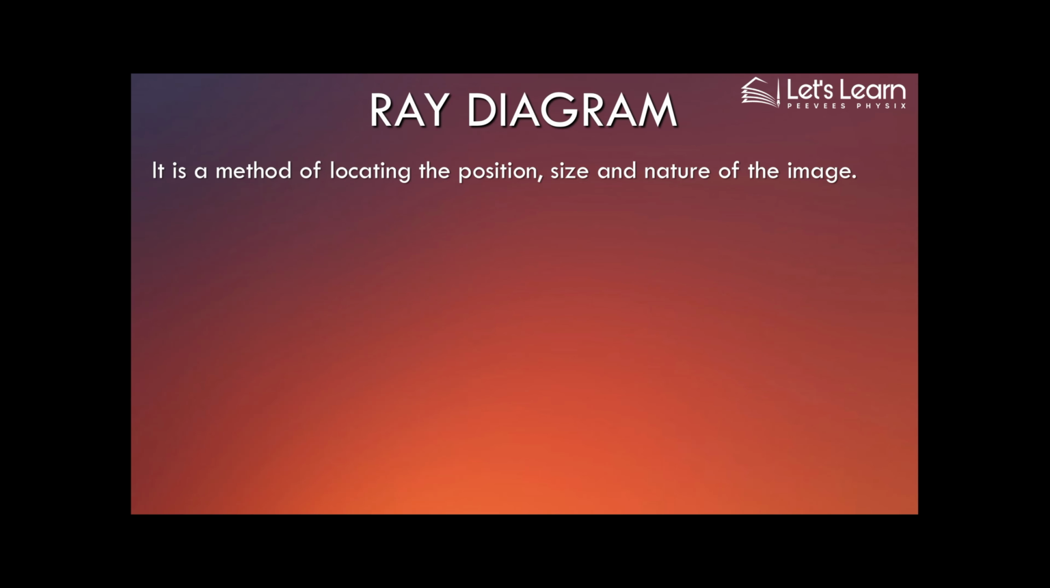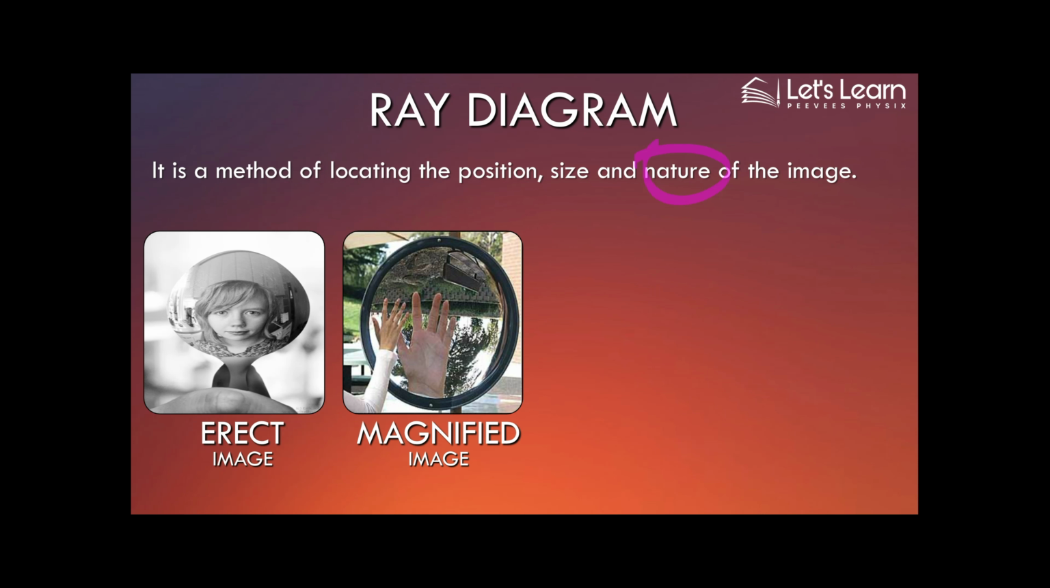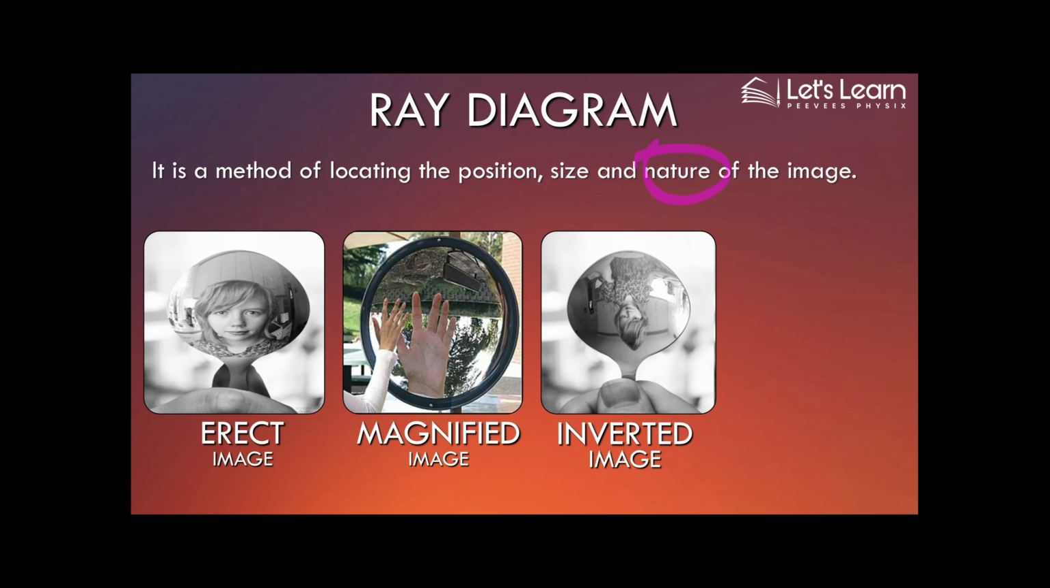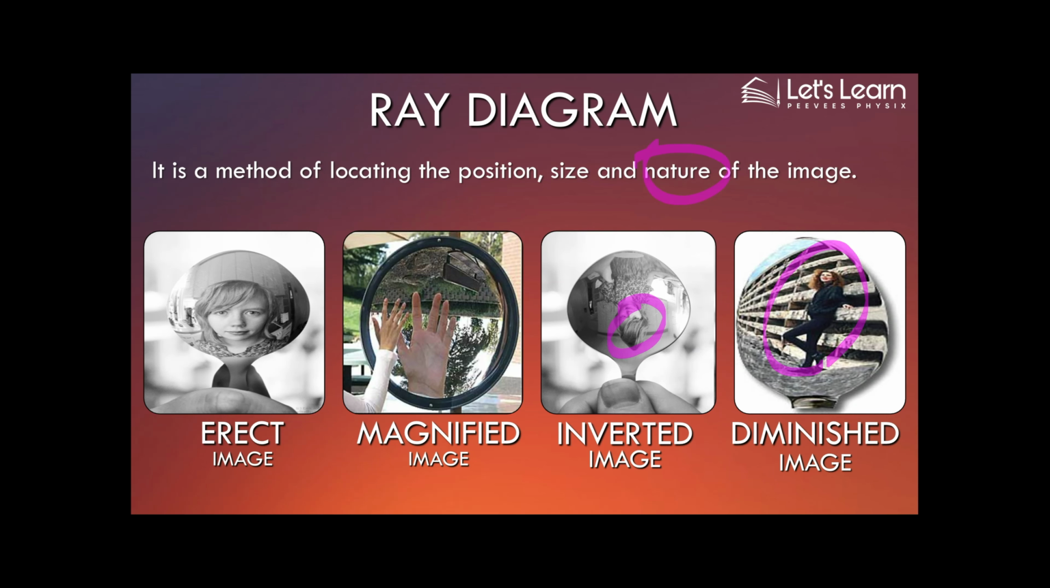Before I continue, let me talk about different types of images formed. Look at this image. It's erect, means upright, head is on top. This is a bigger image, which means magnified image. This is upside down, you can see the head down, we call it an inverted image. And this is a smaller image, we call it a diminished image.